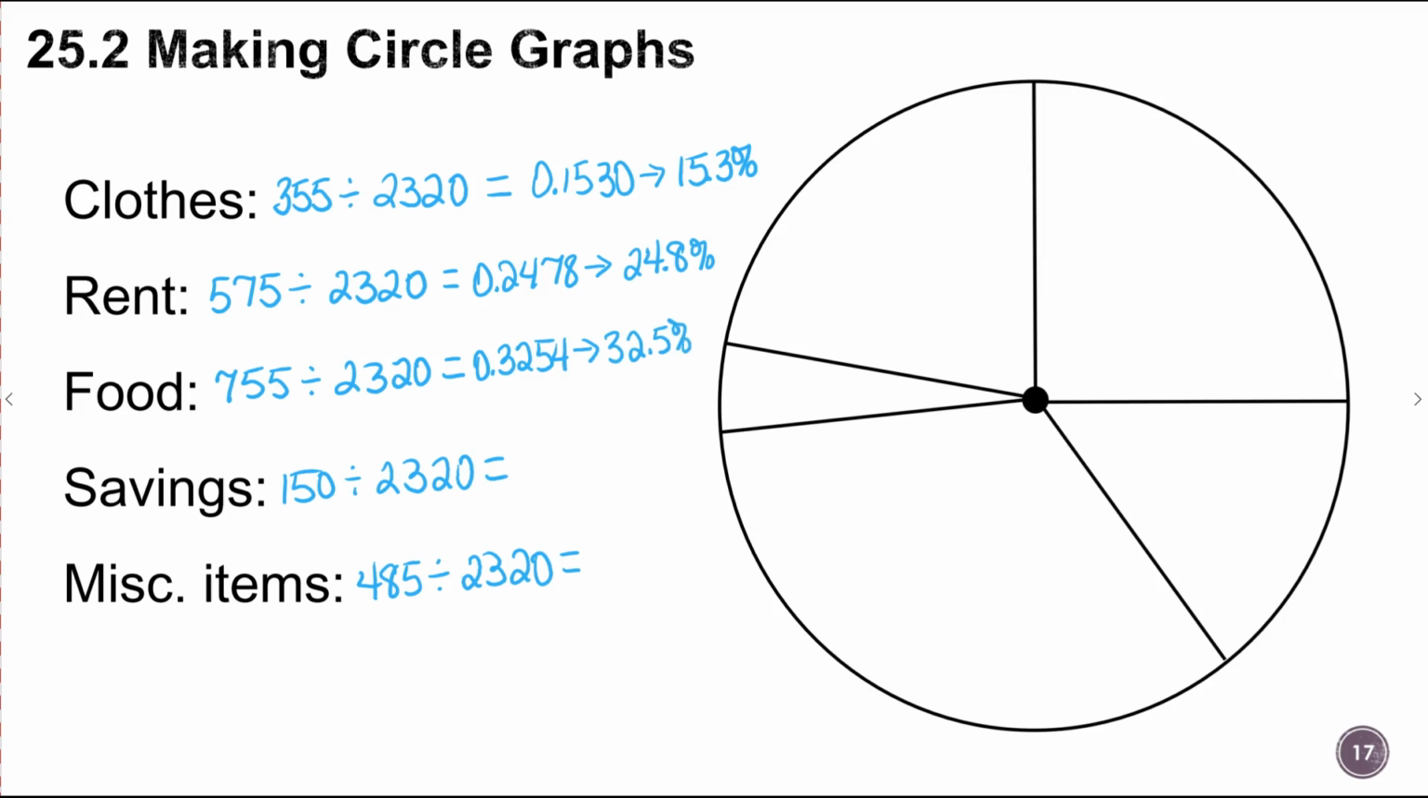This one, the savings is 0.0646, so that's going to be 6.5%. And then the last one, I'm kind of squeezing that in there, is 0.2090, so that one is 20.9%. Now, if you add these all together, they should be 100% or super close to 100%.